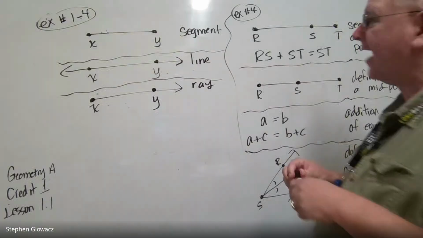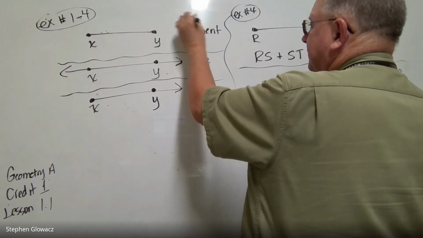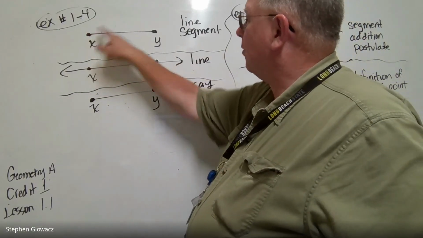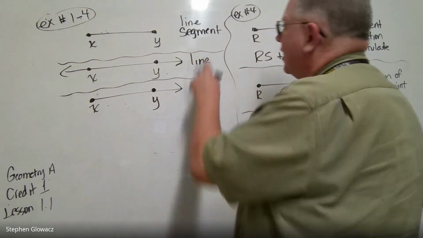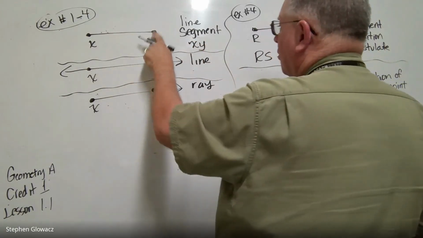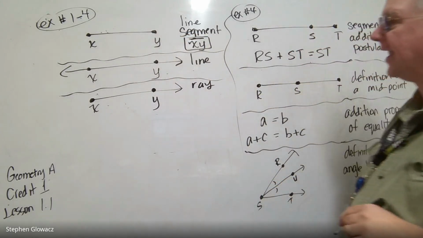The first thing we have is a segment, or sometimes we call this a line segment. A line segment has a starting point and an ending point. So there's a definite start and a definite end. We call that a line segment, and we represent that with the two endpoints with a little segment symbol on top. So that's line segment XY.